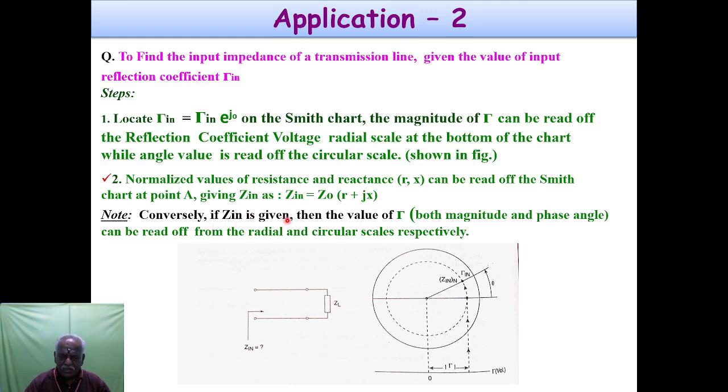Conversely, if Z input is given, then the value of gamma, both magnitude and phase angle, can be read off from the radial and circular scales respectively. From the radial scale you read the magnitude of the reflection coefficient, and from the circular scale you read the phase angle of the reflection coefficient. This is the problem described in application 2. ZL is the load impedance, and this is the load point. We are finding the Z input. We are sending an input voltage and determining the input impedance, given the value of the input reflection coefficient.